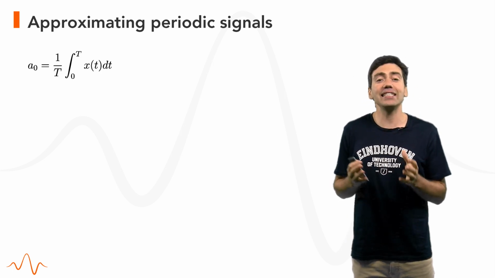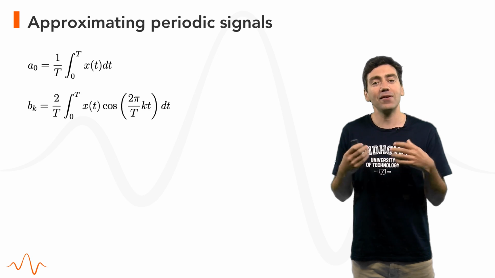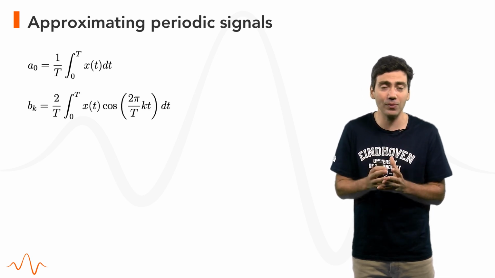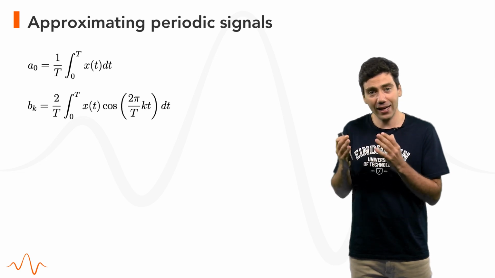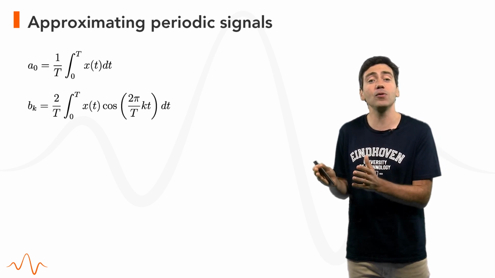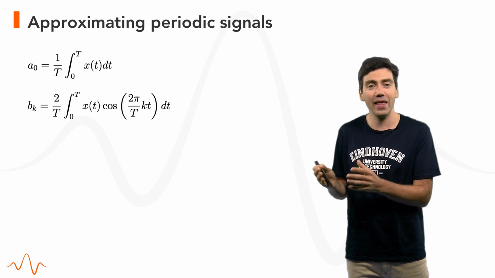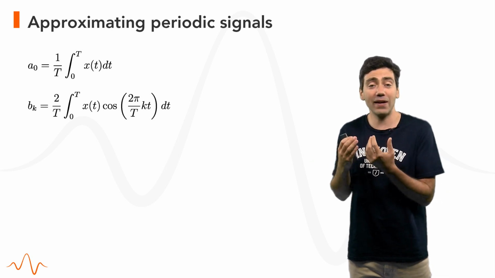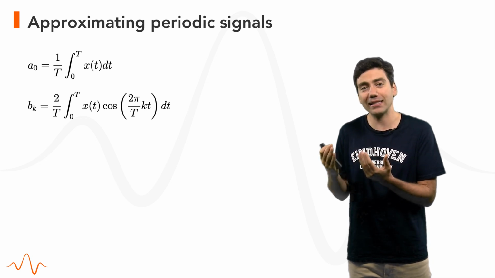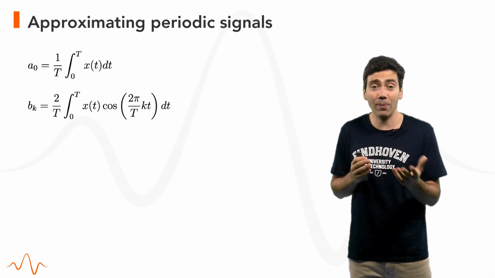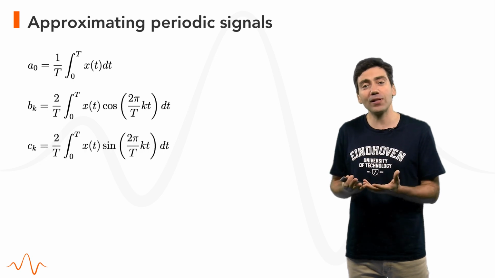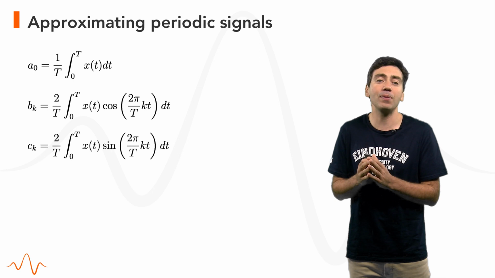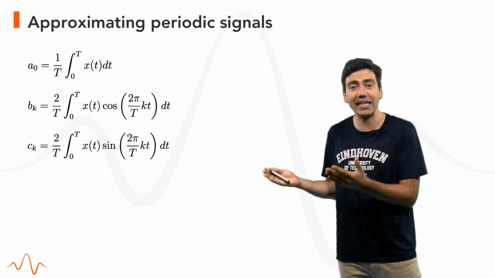The formulas for the BKs and the CKs are very, very similar. The formula for the BK is 2 over capital T, the integral from 0 to capital T of the signal multiplied by cosine of 2 pi over capital T kt. So it's very similar to the A0 formula. We just have to multiply the signal by cosine and also multiply by 2 the overall formula. The formulas for the CKs are also very similar. They're exactly the same as the formulas for the BKs, but we have to multiply by a sine instead of a cosine.